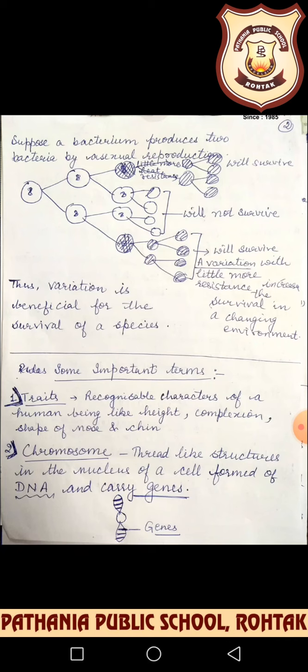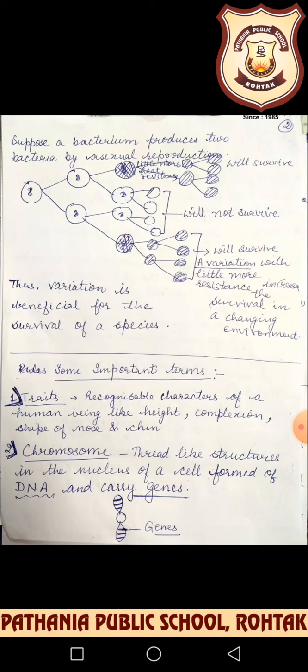Now, before starting Mendel's laws of inheritance, we need to discuss some of the terms. In today's video, I'll be explaining these terms only so that there is no confusion and your concepts are clear. What does it mean by trait? Any recognizable character: height, complexion, shape of nose, shape of chin, eyeball color, hair color. So these are the characters.